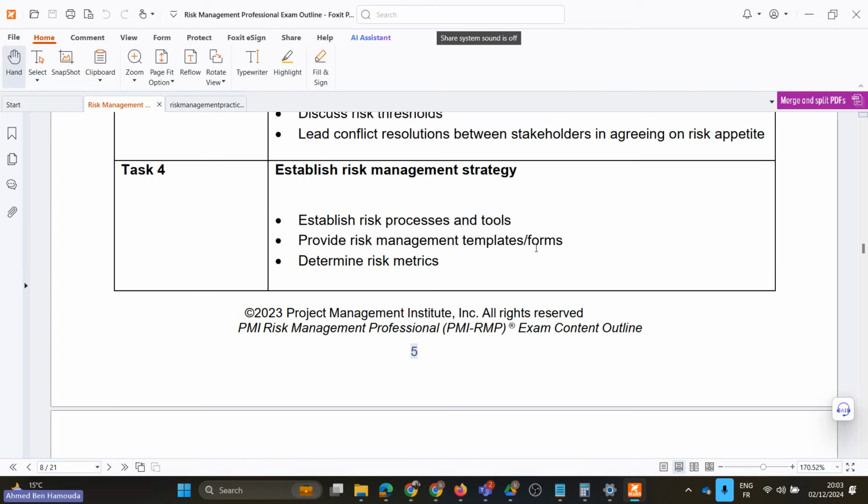Okay. Then, how to establish a risk management strategy, how to establish risk processes and tools, how to build a risk management plan, a risk matrix, which templates to use, and of course, definitely we will go through the risk register in the next session.